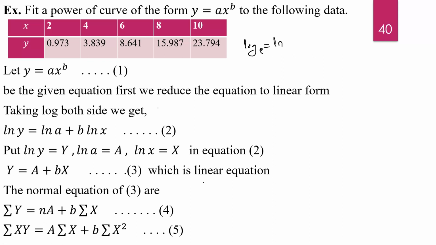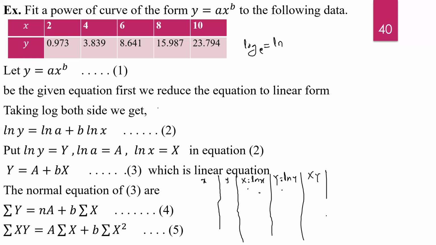So how do we get capital X? For capital X, we must have the small x. For capital Y, we must have the small y. See, capital X is ln x, and capital Y is ln y. Then take their product X into Y, and the last one is X squared. In this way we can prepare the chart. First we prepare the x and y columns, accordingly we calculate capital X, capital Y, X into Y and X squared.